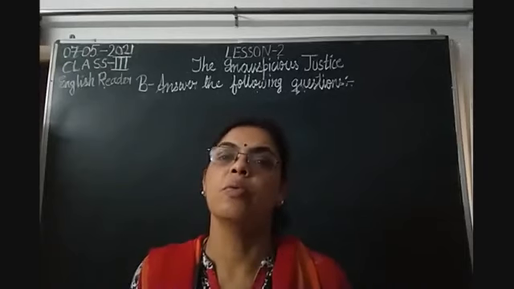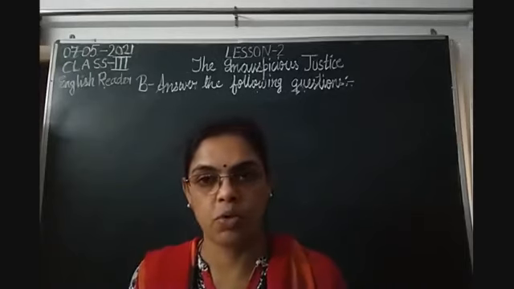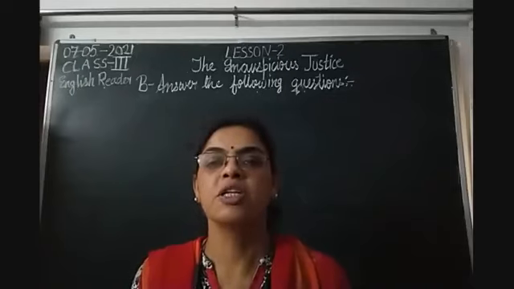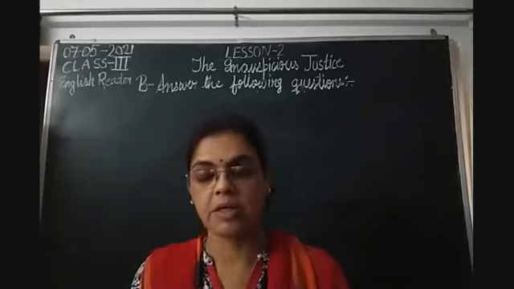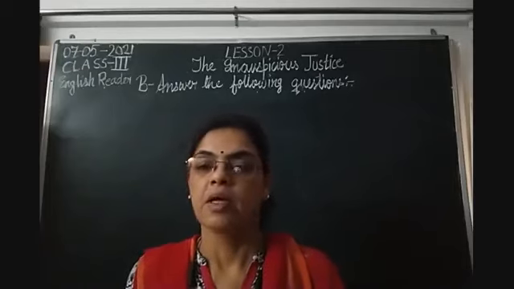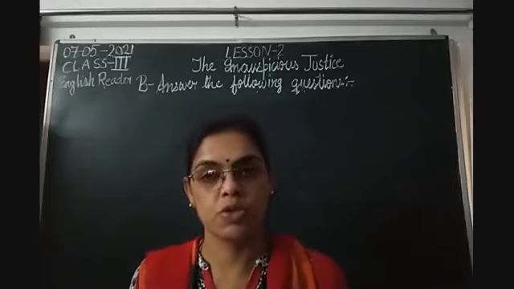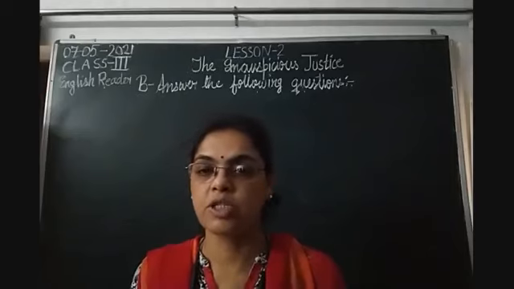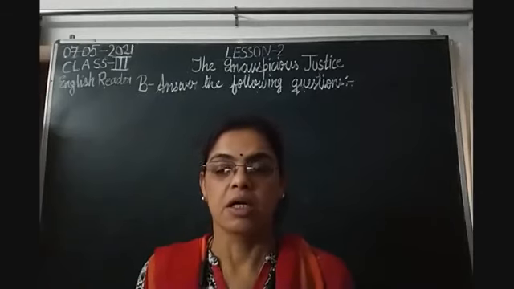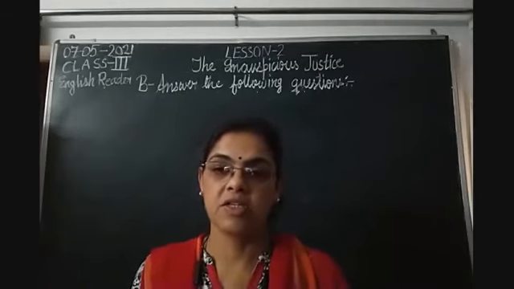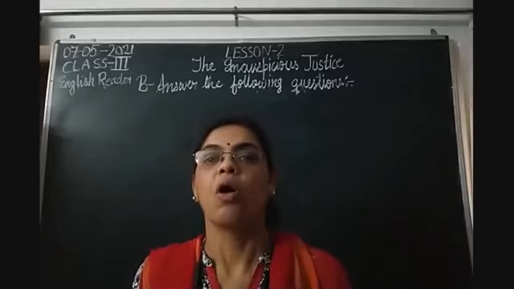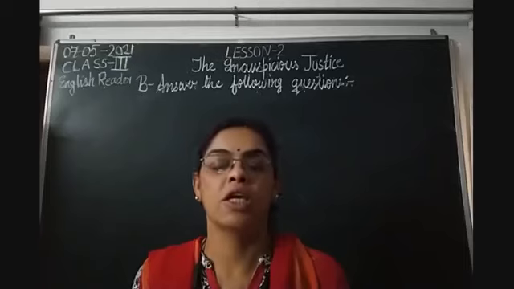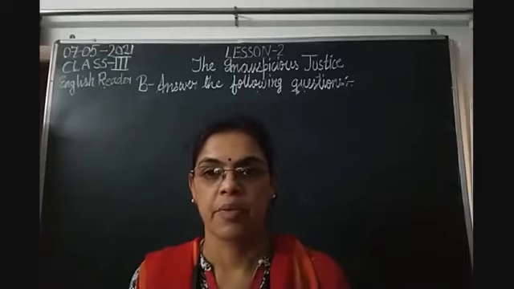So, all of you, please take out your English notebook and your Wordsworth English Reader book. Turn the book to page number 17. Exercise B, answer the following questions of lesson 2, The Inauspicious Justice.